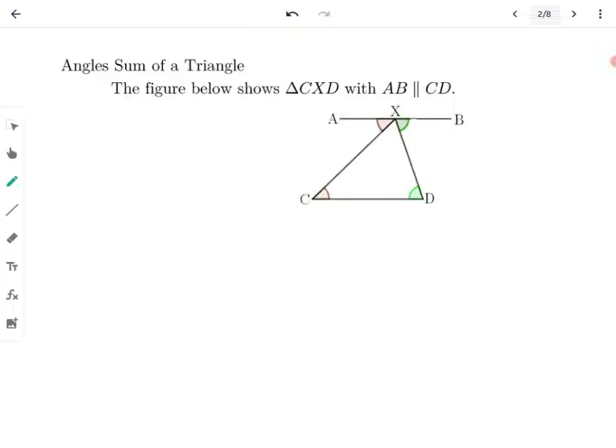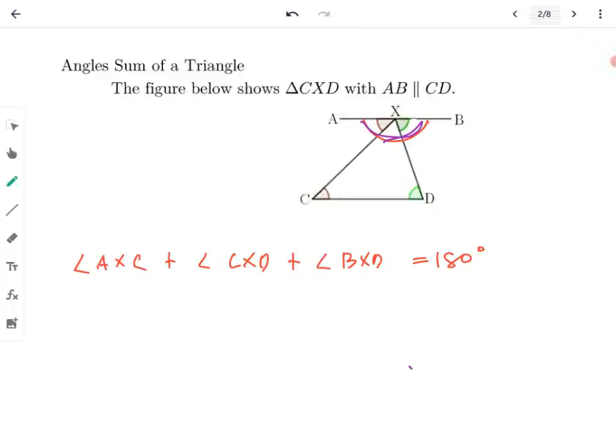Here the figure shows triangle CXD with AB parallel to CD. As we noticed during the previous discussion, when we add all of these angles on a straight line, that is angle AXC plus angle CXD, the middle angle, plus angle BXD, they all add up to 180 degrees because they are angles on a straight line.